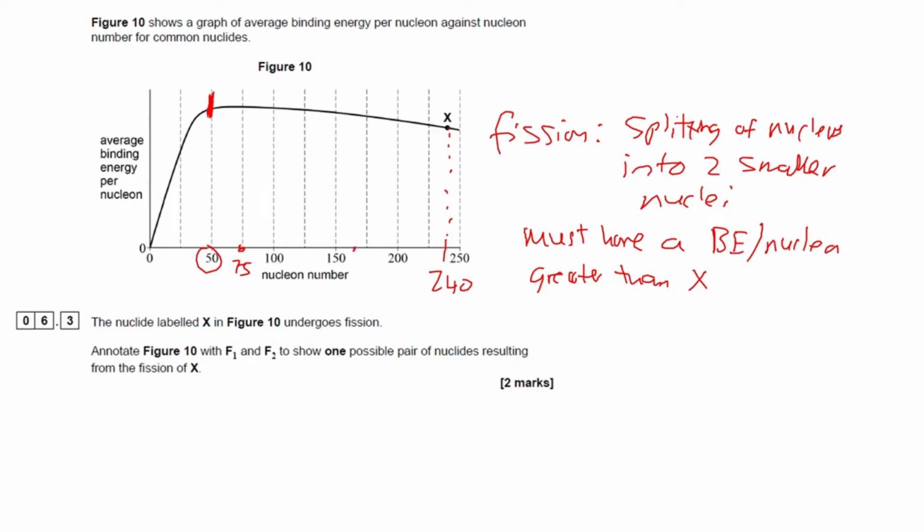But I'm going to pick 100 here, so F1 could be maybe here, and then F2 needs to be a nucleon number that adds to 100 to make 240, so we need around 140. So 140 is about here for F2, and that should be fine.